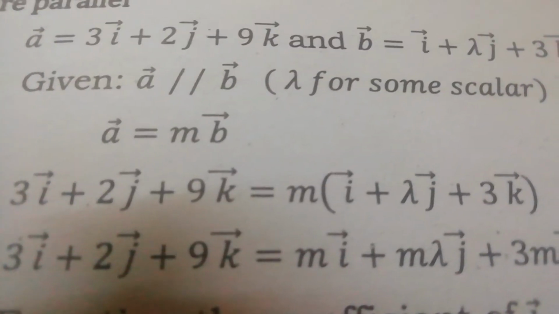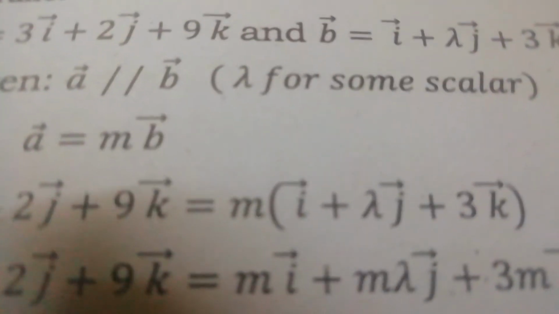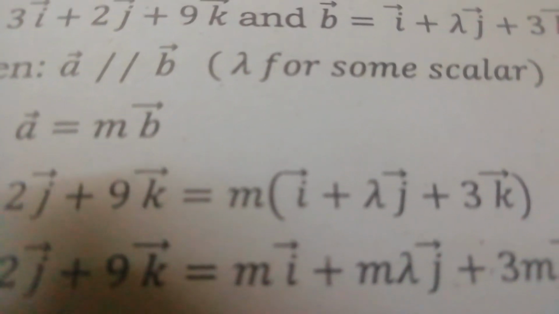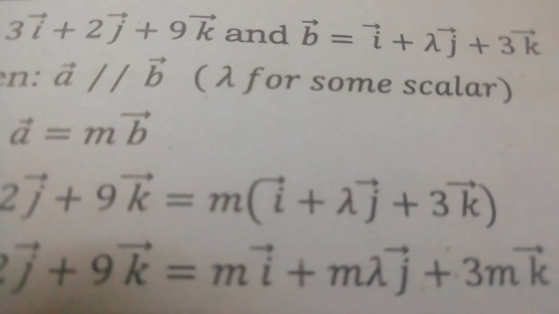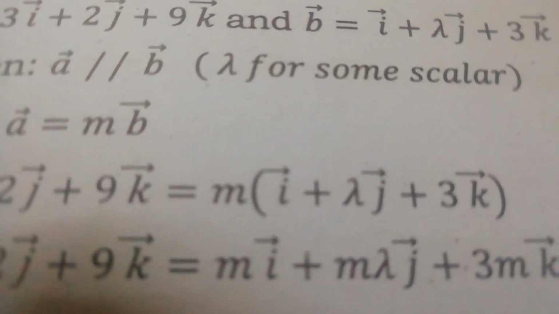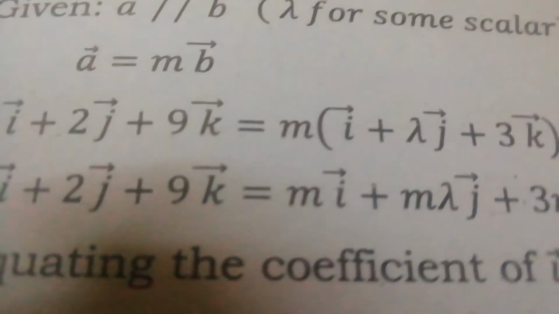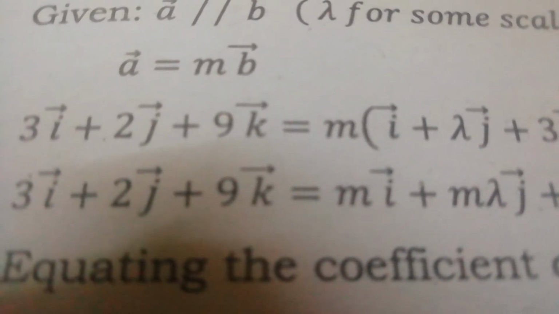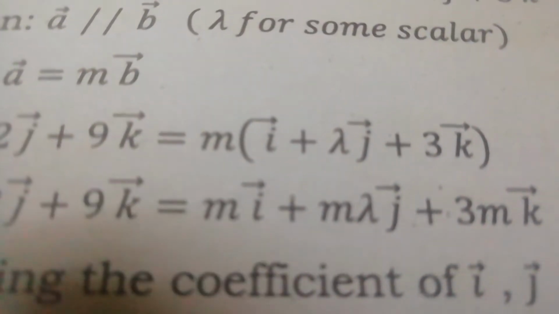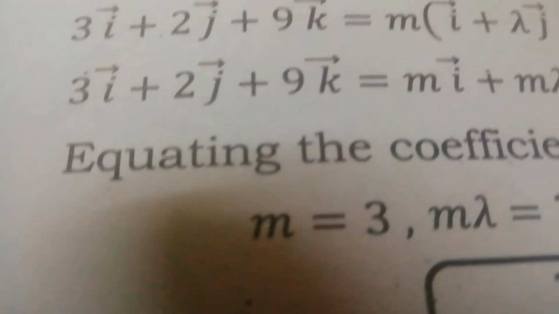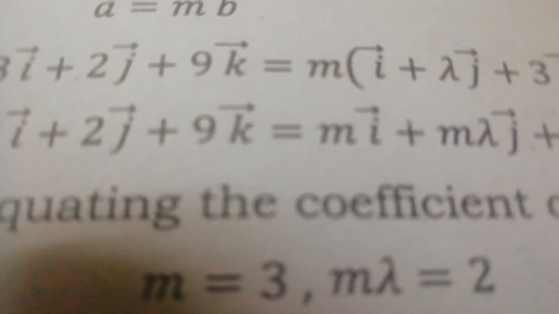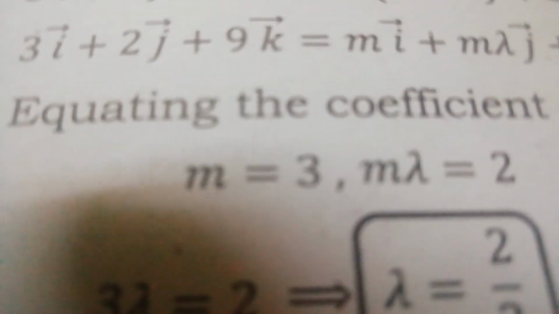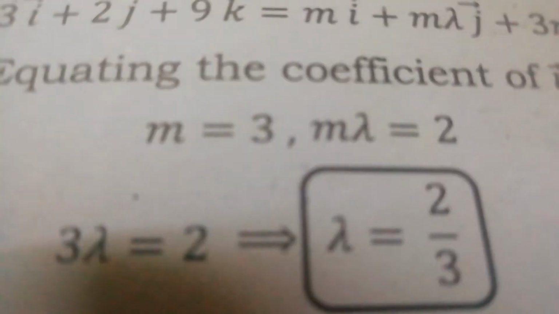Now we multiply by m. We get m i, mλ j, plus 3m k. See, here lambda is there, so multiplying by m gives m into lambda. Equating the coefficients of i, j and k, m = 3. Next, mλ = 2. m = 3 we already know, so λ = 2/3.